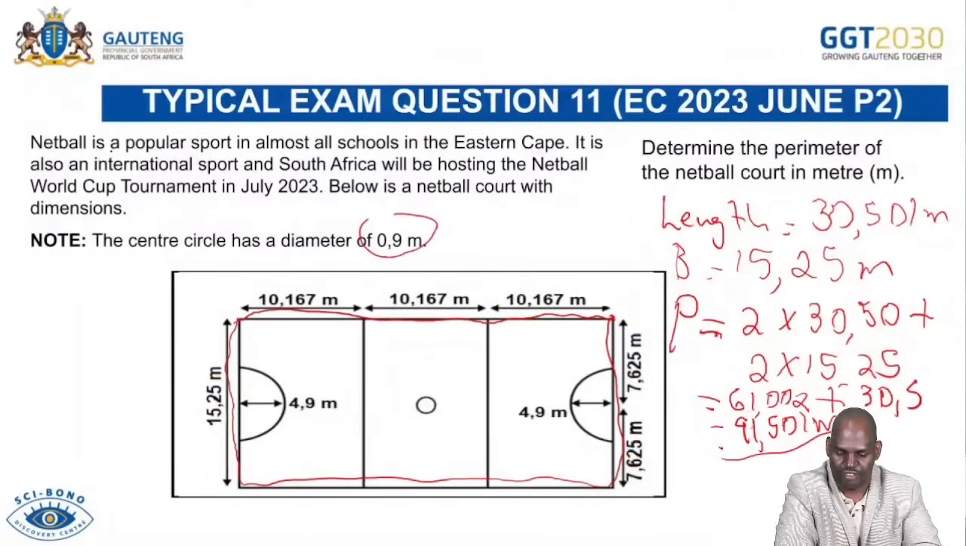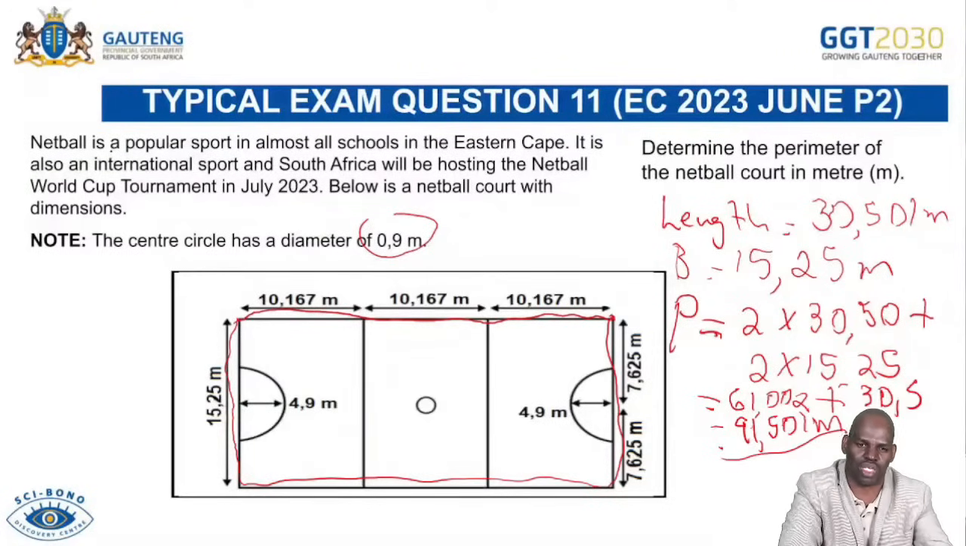For this one, remember the examiner doesn't specify the rounding, so chances are the examiner is not interested in the rounding. And the context does not force you to round off to any decimal places. So 91.501. The other thing is you are not supposed to round off until you get to the final answer. For instance, some of you might say 61.002 is just the same as 61, or maybe 30.5 is just the same as 31. You don't round off until you get to the final answer.